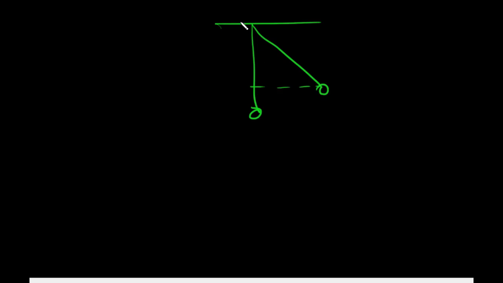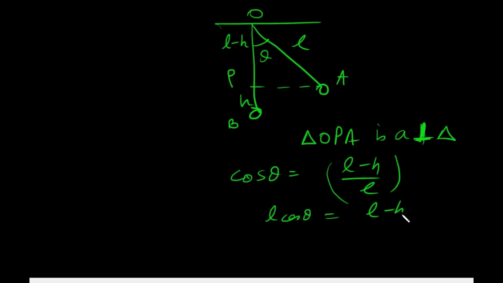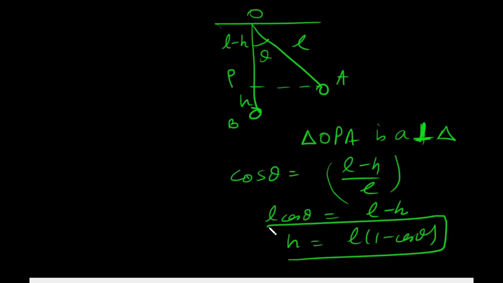This is the figure. This is O, this is P, and this is B. This is L minus h, this is L, and this is h, and this is theta, and this is A. So triangle OPA is a right triangle. This perpendicular is the right angle. So cos theta is equal to L minus h by L, because cos theta is base upon hypotenuse. You must be knowing this. So L cos theta equals L minus h. h goes over here, so h equals L into 1 minus cos theta.